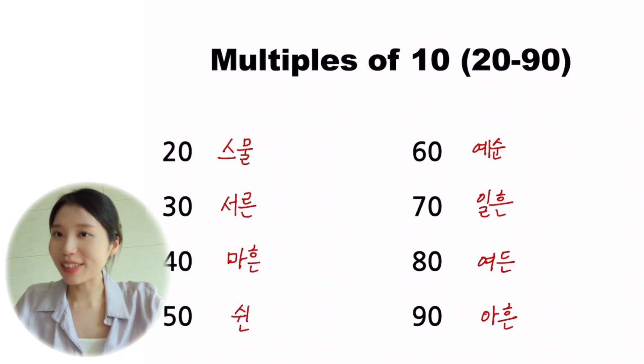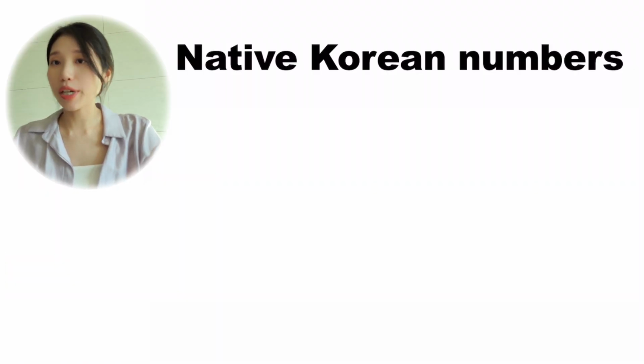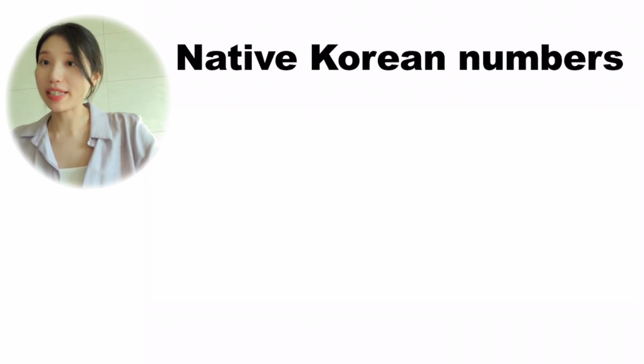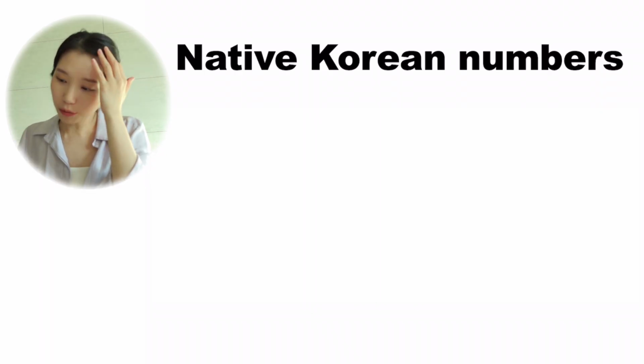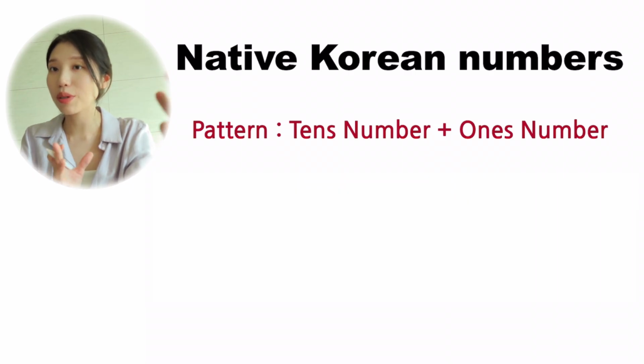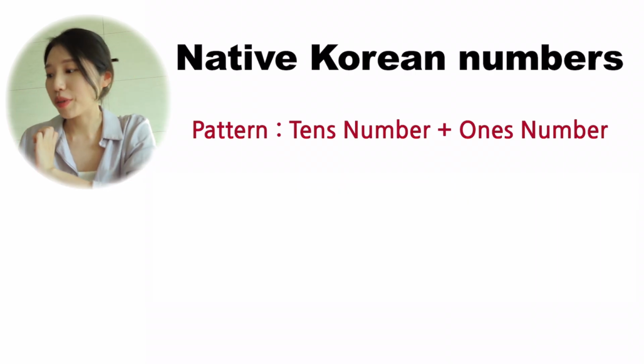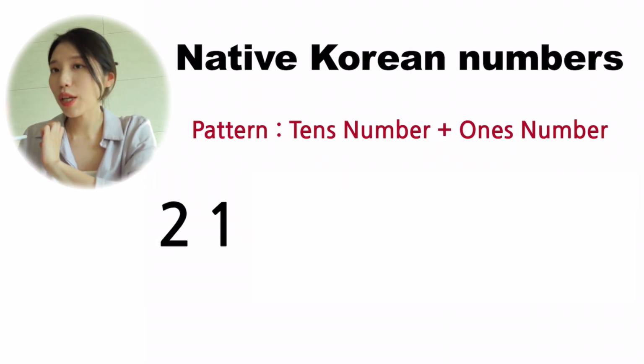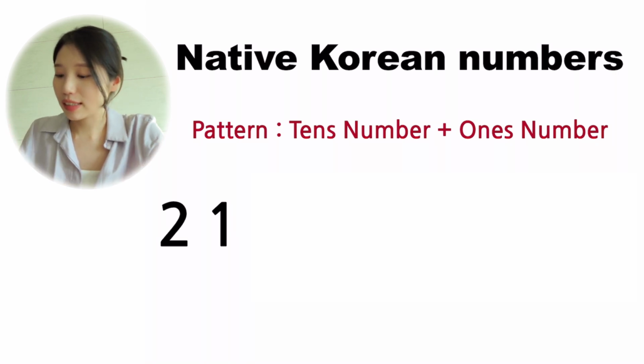That's it. After this, you just simply combine the numbers. Okay, so let's practice in real numbers, how to read them in native Korean numbers. When you read it, the pattern is very simple. Just read the tens number, and plus the ones number. For example, 21. What was 20? Yes, 스물.